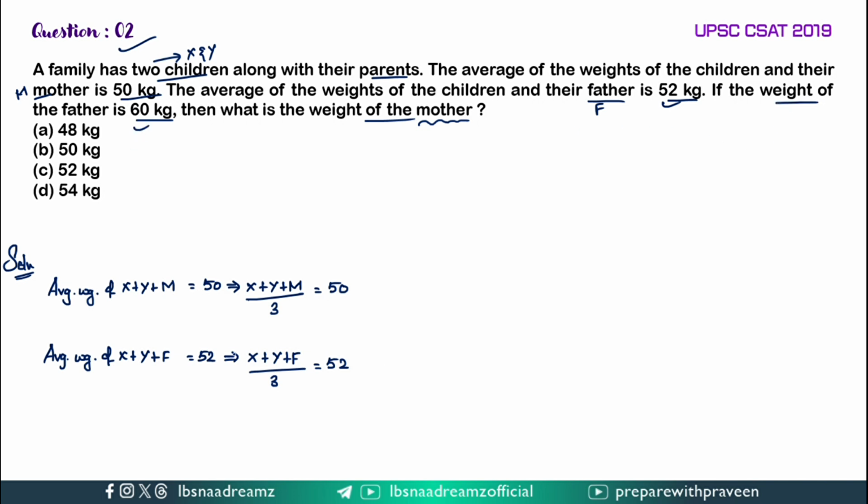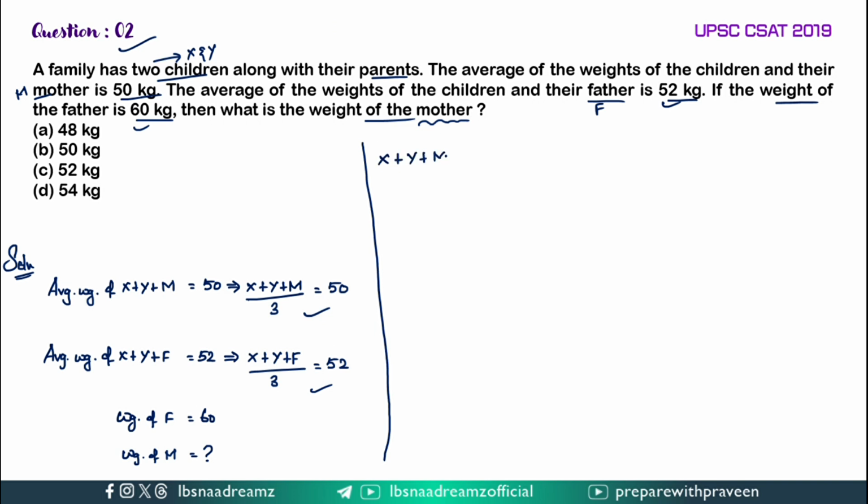If the weight of the father is 60 kg, we have to find the weight of mother. To find the weight of mother, see in the question, they have given the average weight of children and mother and children and the father, and then they have given the weight of father, right? Let us substitute the value of f in this equation and get the value of x plus y. Then after getting the value of x plus y, we will substitute the value here and then get the value of m. So let us simplify this and this.